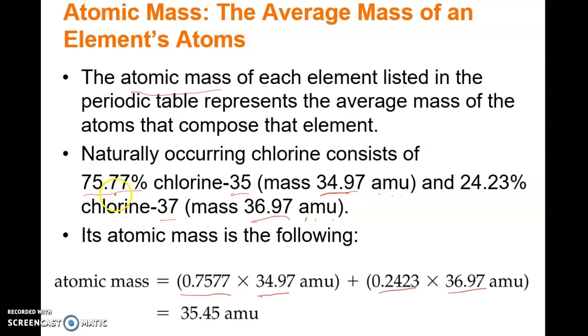So to find the actual mass for chlorine, you're going to take the 75.77 out of percentage form and put it in decimal form. So 0.7577 times the atomic mass units, so times 34.97, and you're going to add that to the other naturally occurring chlorine, so 0.2423 times the atomic mass units for that, so 36.97. You add those together and you end up with 35.45 atomic mass units.